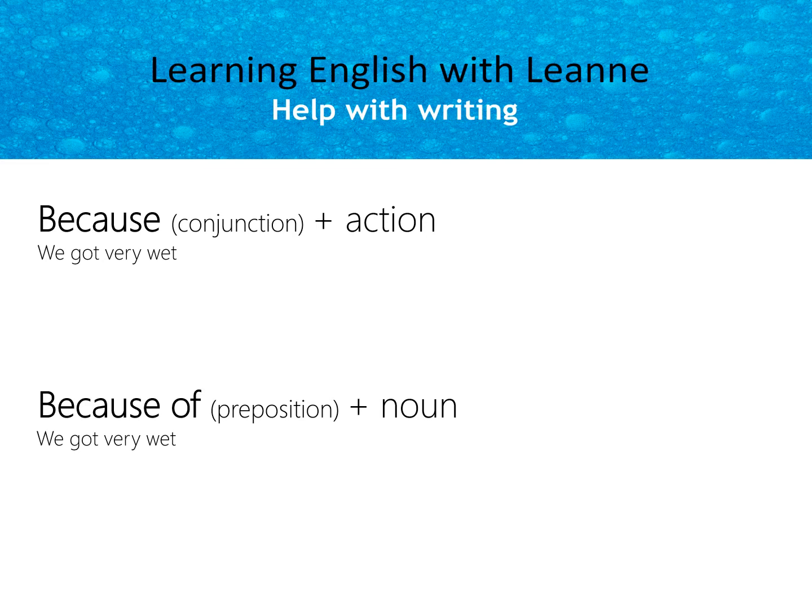We have a very simple sentence. We got very wet. So when we use because, the action that made this happen: because it was raining heavily. When we use because of, here's an example of our noun group: because of the heavy rain. So there's no verb here. It is the noun group, the name of the thing that made this happen.